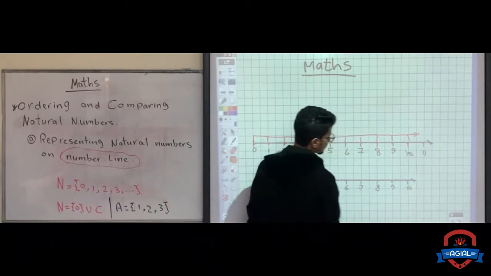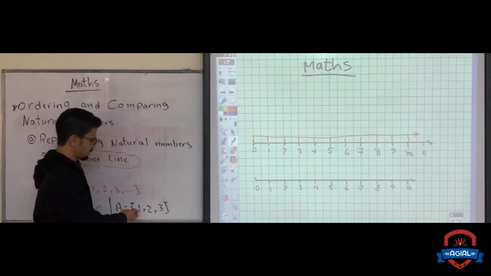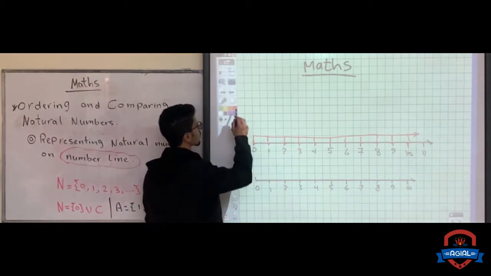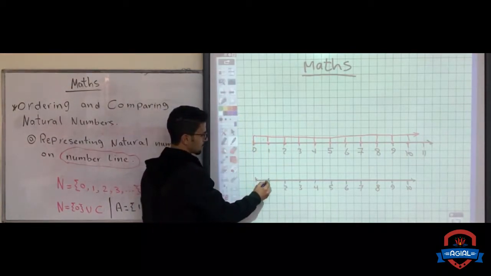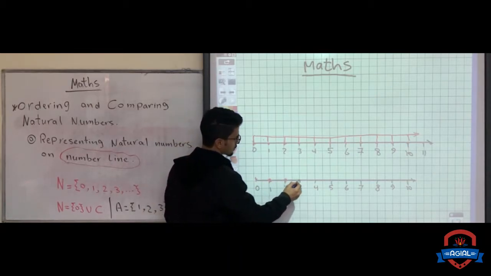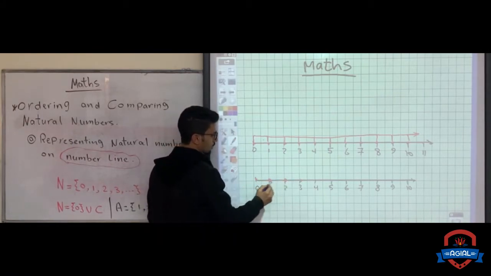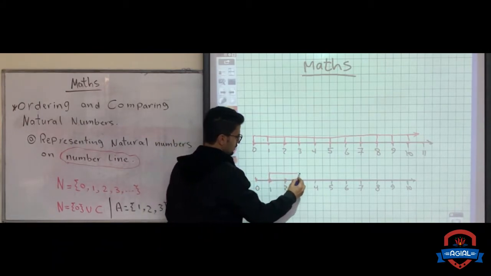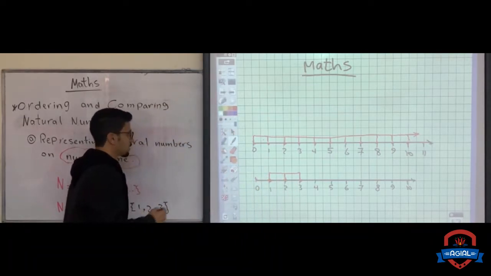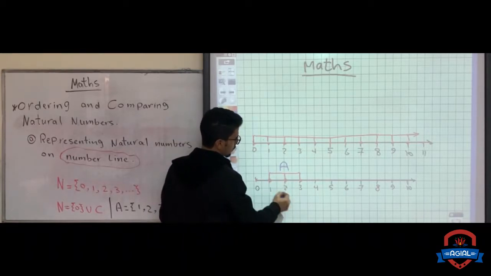So this is the number line, and we need to represent this set. It includes 1, 2, 3 on this number line. So we put circles, or points, on the elements that are included inside the set. So we have 1, 2, 3, and this is our set. This is the set A. So the set A is represented by this part.